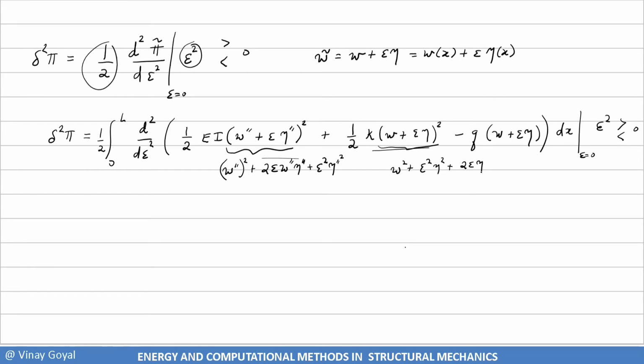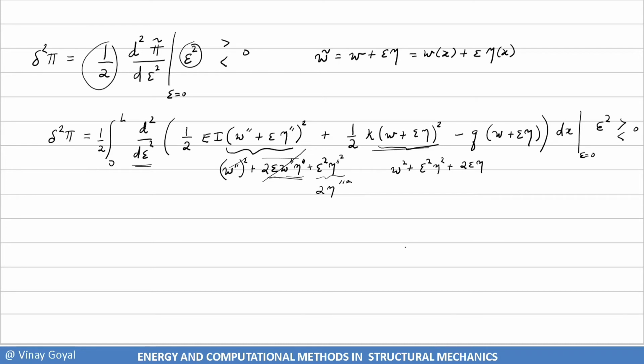And you can see here very quickly, if I find the second derivative of this term, that's 0 because W does not depend on epsilon. If I find the second derivative of this with respect to epsilon squared, that's 0, because the first derivative gives you twice W double prime eta double prime, and so the second derivative will go to 0, so that goes away. And then the second derivative of this right here is going to give you twice eta double prime squared.